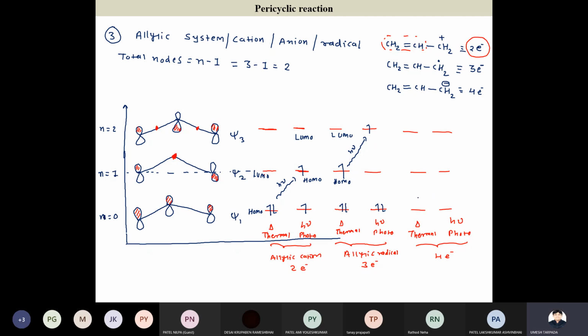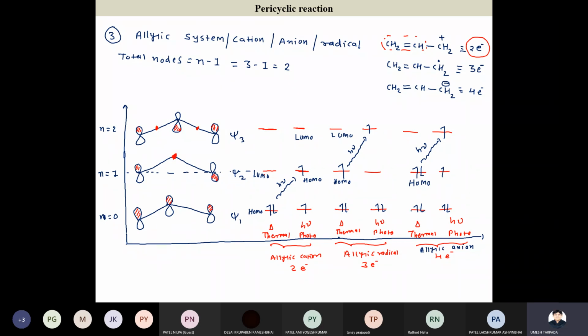Now next, the allylic radical, sorry, allylic anion. This is allylic anion. You can have 4 electrons and accommodate them in this way. Now one of the electrons from psi 2 gets excited to psi 3. So this is the way you can have an MO diagram for all these 3 systems.